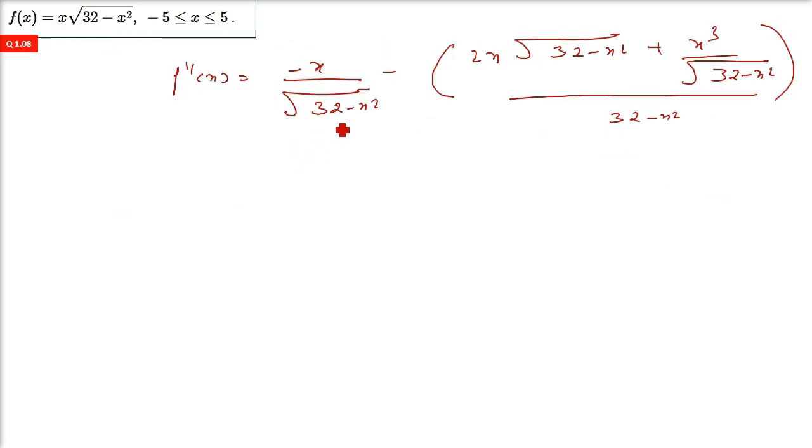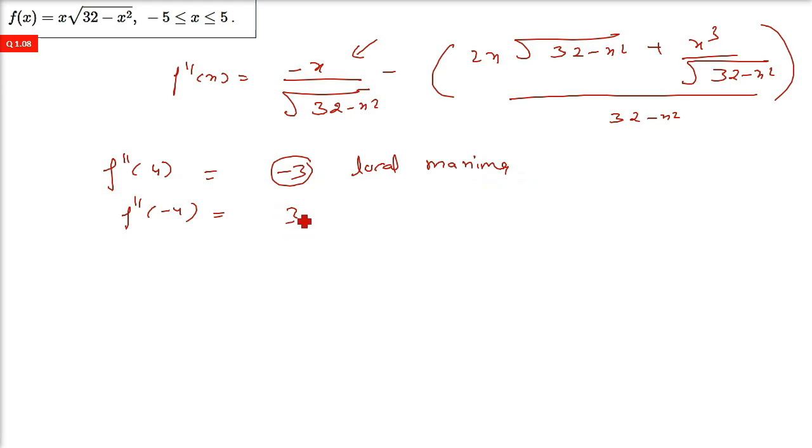This is the second differentiation, and now we have to check for 4 and negative 4: f double dash 4 and f double dash negative 4. Just try to find out what the sign will be. Please remember, for double differentiation we are not interested in the value. We have to do nothing with the value; we have to do with the sign. The sign is negative because f double dash 4 will come as negative 3. Negative means local maxima. Positive, that is 3, means local minima.